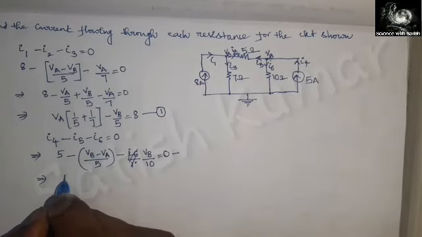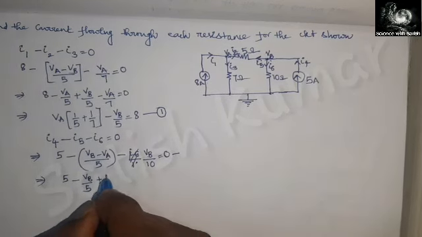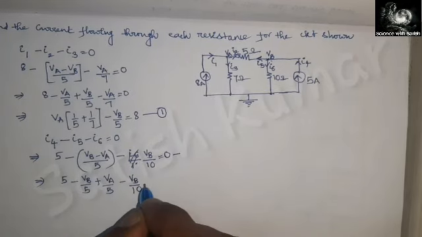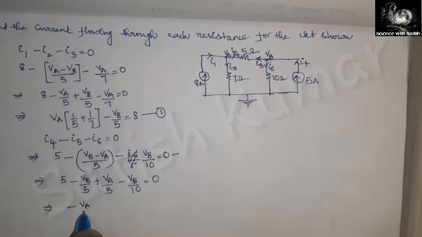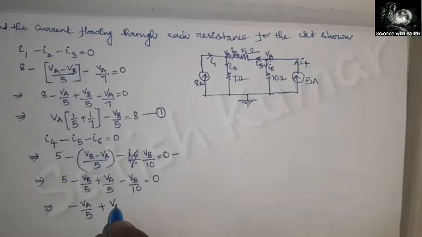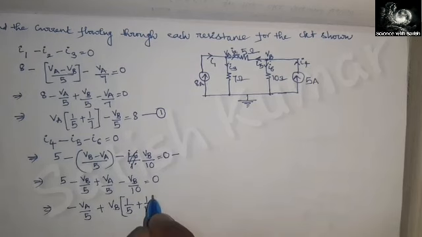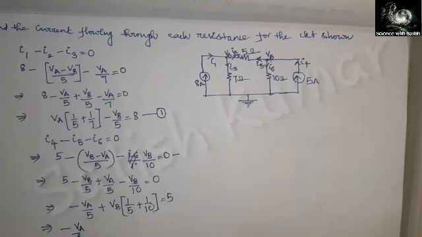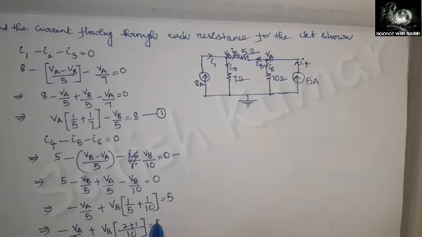Implies 5 minus VB by 5 plus VA by 5 minus VB by 10 is equal to 0. So I can write minus VA by 5 plus VB into (1 by 5 plus 1 by 10) is equal to 5. Implies I can write minus VA by 5 plus VB into, here the LCM is 10, 5 2s are 10, 1s are, is equal to 5.